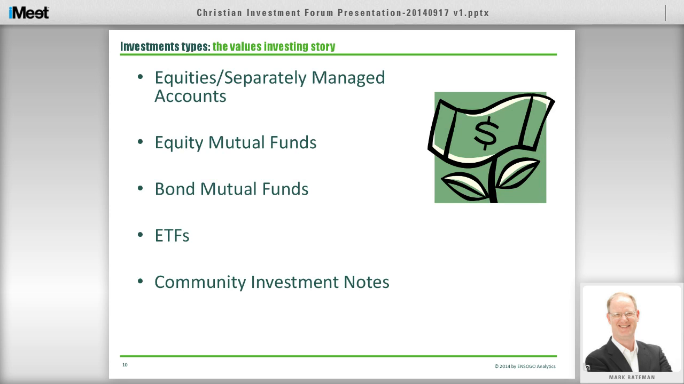So we've already talked a little bit about equities, separately managed accounts, and mutual funds. Certainly there are bond mutual funds. There's a lot less information on ESG or values-based investing available regarding bond mutual funds. Also less at this point is available regarding ETFs, though Ensogo Analytics is moving in the direction of having coverage of ETFs as well. And then on the more cash side, community investment notes is a key concept within the values-based space, trying to get money back into local communities as one of the topic areas of interest within values-based investing.